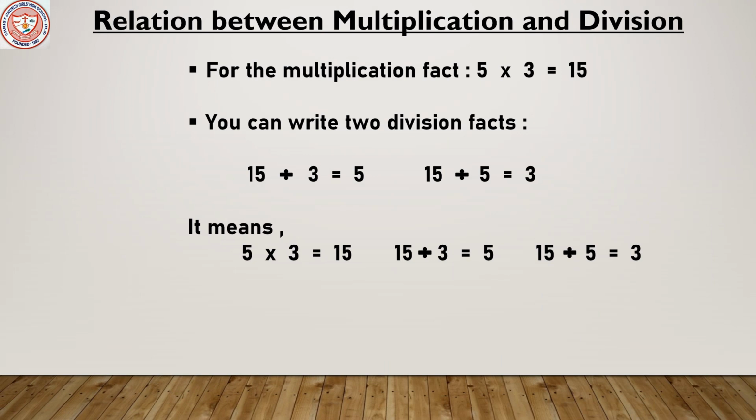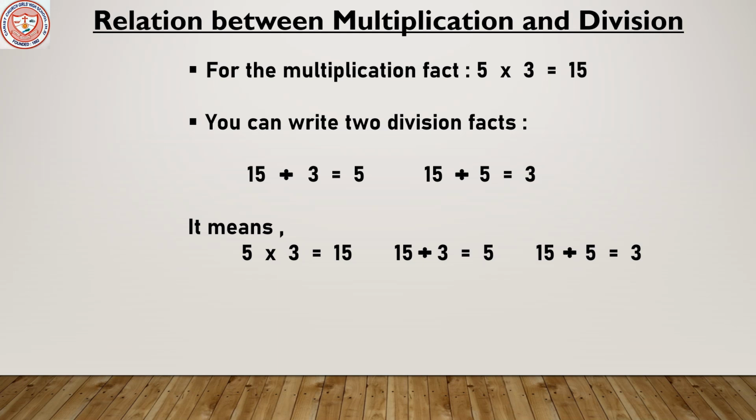Now, let's get started to revise it. Look at the numbers 5 and 3. To get the product, we multiply 5 and 3, which is equal to 15. So, 5 into 3 is equal to 15. So, 5 and 3 are the factors of the product 15, isn't it? 15 is the product and its factors are 5 and 3.